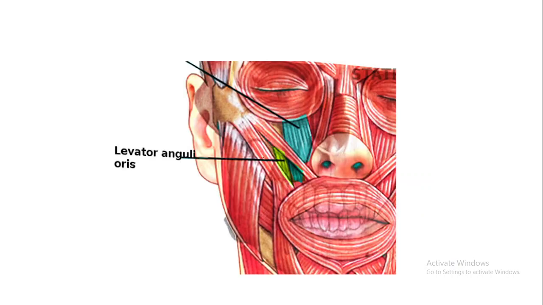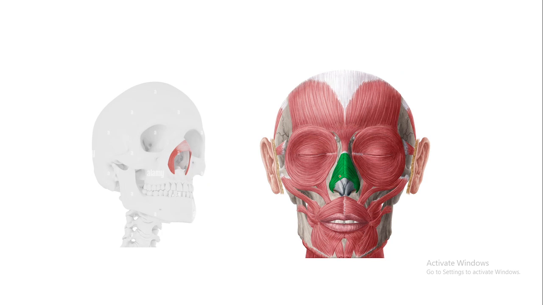Coming to next attachment, which is levator anguli oris, it again originates from the surface of maxilla just above the canine fossa. It originates from the canine fossa. So this is levator anguli oris, and this blue colored muscle is levator labii superioris. Then next is nasalis muscle. This originates from the surface of maxilla, which is bordering the nasal notch.